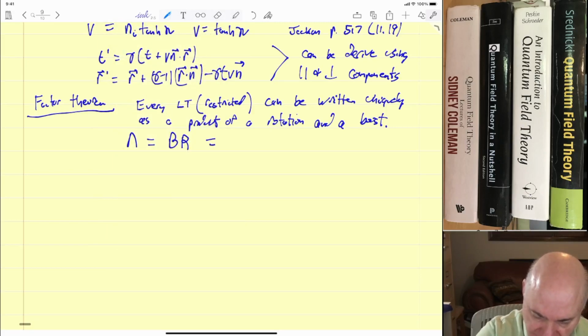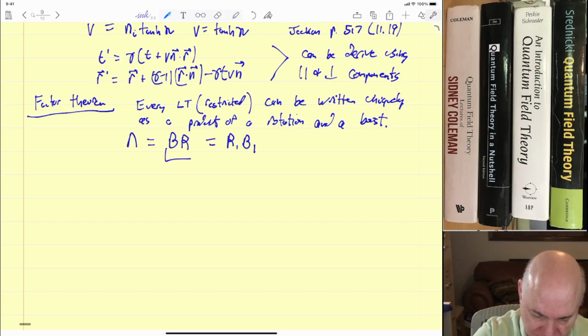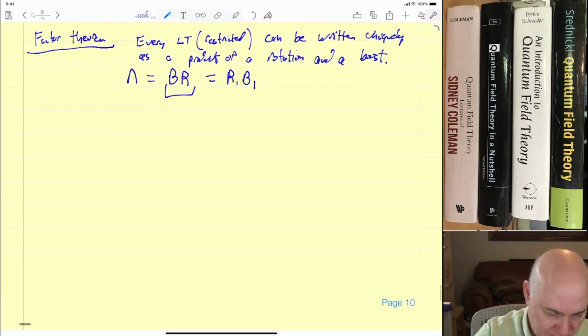We could write it as a different rotation and a different boost. Now I'm only going to show this part, and I'm not going to show the uniqueness. Showing this part this way is very similar, and the uniqueness is not hard to show. So what we're given is a restricted Lorentz transformation, and I need to show it. I can factor it like that.